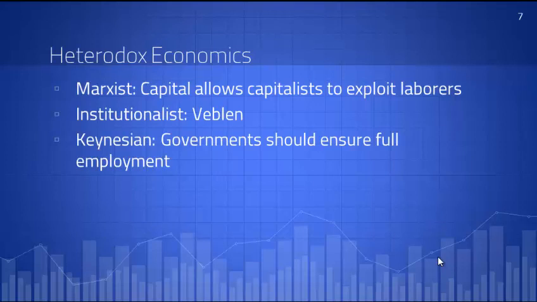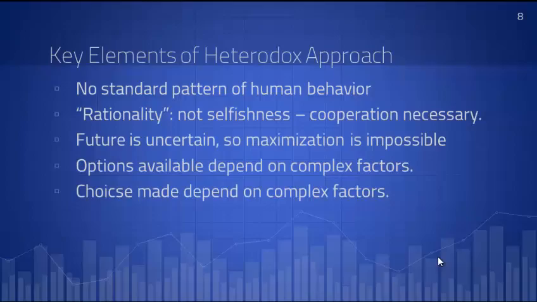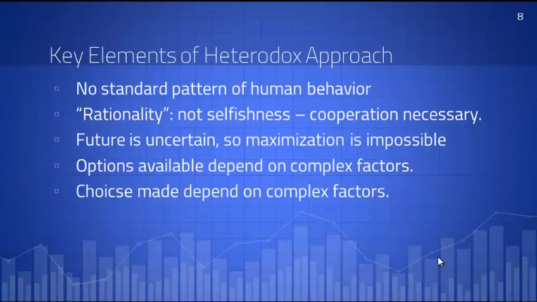And Keynesian is the least heterodox of all. The only thing it says is that it accepts nearly all neoclassical assumptions, but it says that in the labor market you don't have supply and demand equilibrium, so the government should make sure that full employment holds. So some of the key elements of the heterodox approach is that there is no standard pattern of human behavior. Human behavior is governed by social context, and rationality does not require selfishness. In fact, selfishness is highly irrational in most societies, because we all need cooperation to get anything done.